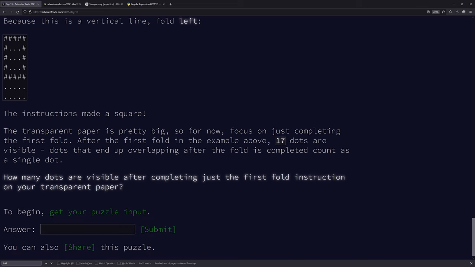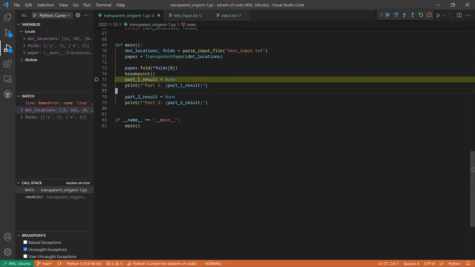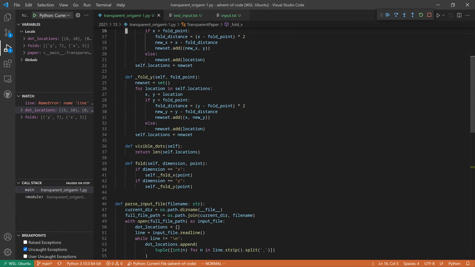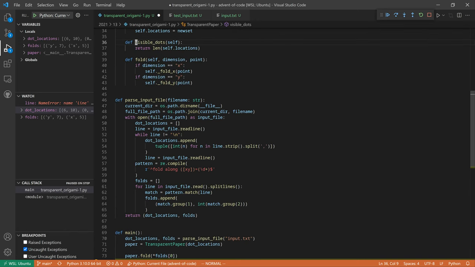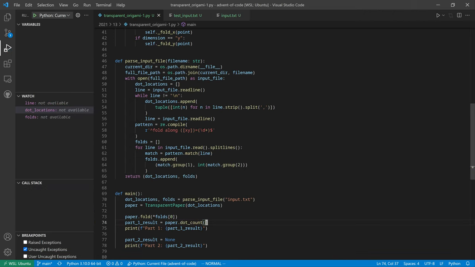Okay. How many dots are visible after completing the first fold instruction of your transparent paper? All right, we'll switch to input.txt, and I bet we'll get the right answer. Part one result is equal to paper.visibleDots. We'll call it dot count.